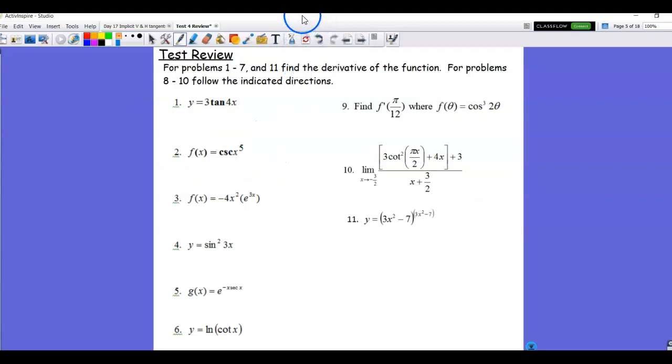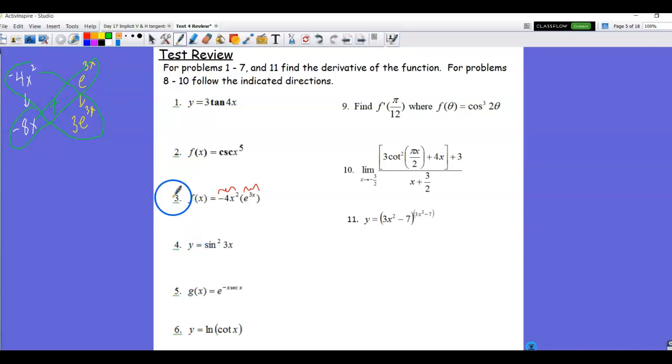In problem number 3, your math eyes need to notice that there is a product of negative 4x squared and e to the 3x. So I'm going to come over here. My first factor is negative 4x squared, and my second factor is e to the 3x. The derivative of negative 4x squared is negative 8x. The derivative of e to a power is e to that power times the derivative of the power, and the derivative of 3x is 3. Now we're dealing with the product rule, so we are going to multiply these two, multiply these two, and we're going to add.